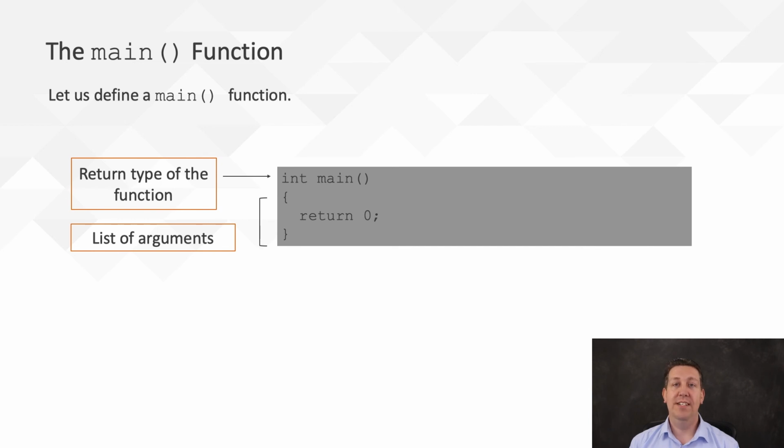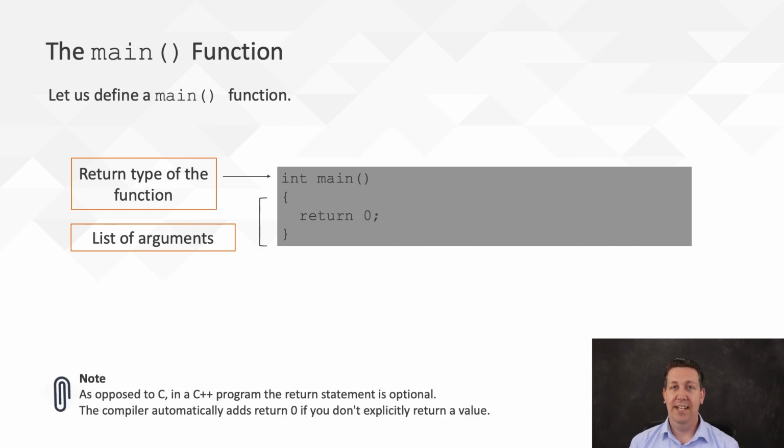What is important to know is that this is a valid C++ program that can be compiled and executed. Note, as opposed to C, in a C++ program, the return statement is optional. The compiler automatically adds return 0 if you don't explicitly return a value.